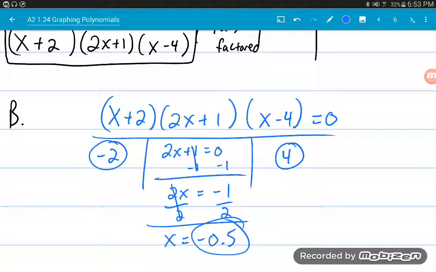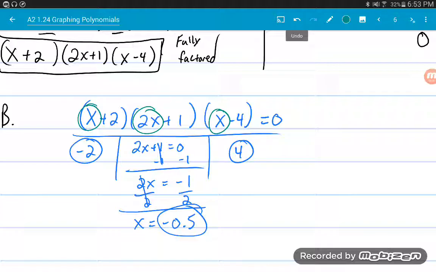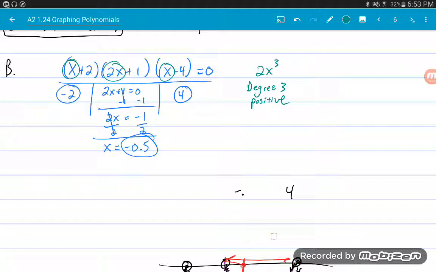Okay? Now to draw an approximate graph, I need to take into account one thing, which is, what's the sign of the largest term going to be? Well, the largest term is going to be made up of x times 2x times x. So that's going to be a 2x cubed. So it's degree 3, and it's positive. And that's the largest term. Now that tells me what the graph is going to look like.